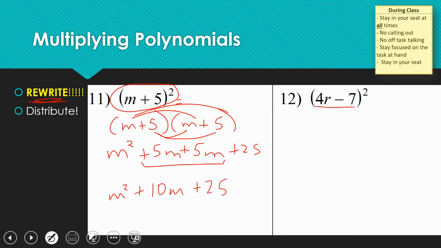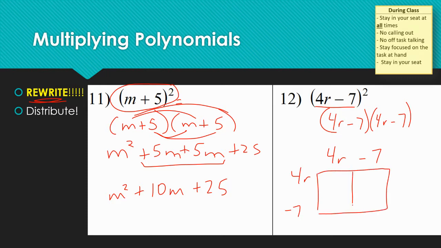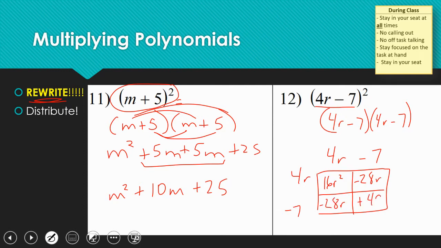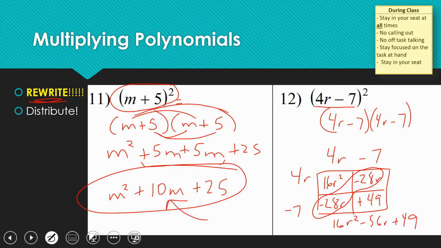If you do this one, rewrite it like that. And so we have the same kind of thing is going to happen. If you notice, you might even be able to come up with your own little shortcut. You notice here negative 28 and negative 28 is negative 56. Okay, so make sure you rewrite it. If you don't rewrite it, you often forget this middle term.